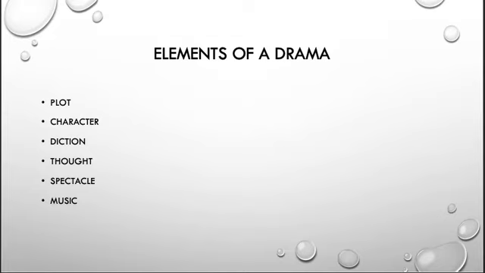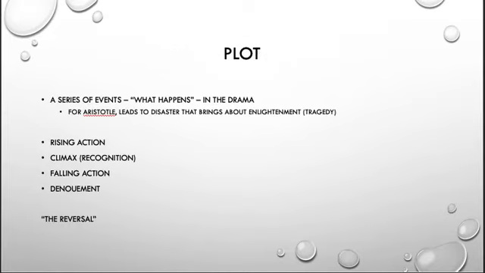Okay, so let's take these one by one. First, let's look at plot. Okay, the plot, just like literature, is a series of events. It's what happens in the drama. For Aristotle, who, of course, is looking at mainly tragedies, this usually leads to a disaster that brings about enlightenment of some kind. Okay, that's the definition of tragedy, or a tragic plot.